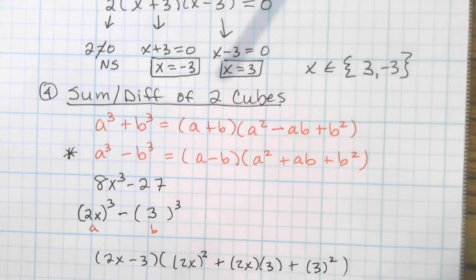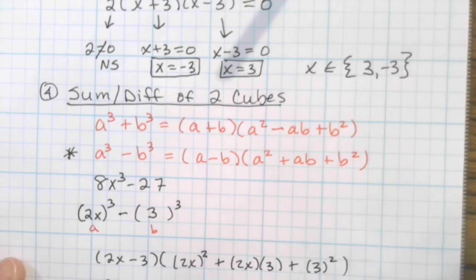And all we need to do is simplify a little bit. So 2x minus 3 is good. 2 squared is 4. X squared is x squared. 2 times 3 is 6. Tack on the x. 3 times 3 is 9.